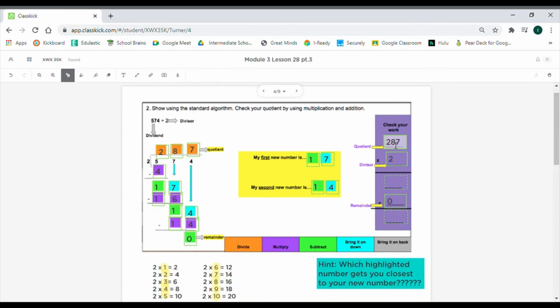And we know that when we are done checking our work, we need to get 574 as our answer. Go ahead and pause the video. I want you to multiply 287 times 2. Friends, did you get 574 when you multiplied those two numbers? Me too. And then when you added 0 more, you still get 574.